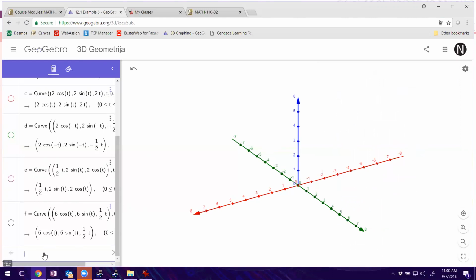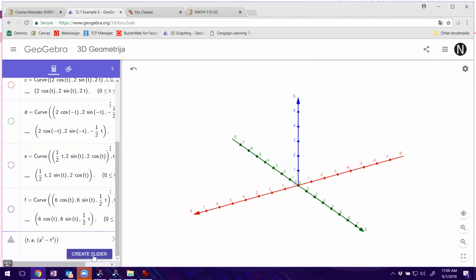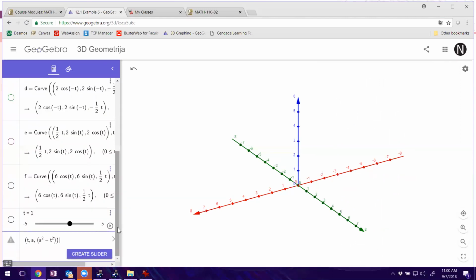All right, so let's go ahead and graph this. Example 9, we have t, a squared minus t squared. And we want to add some sliders. Did it do it? Oh, not for t.